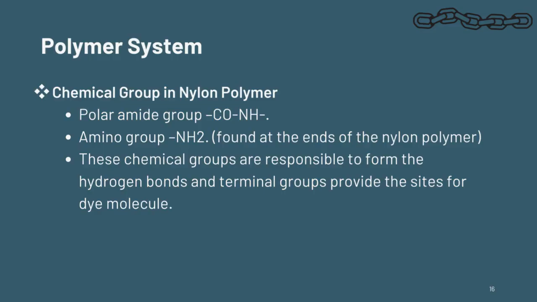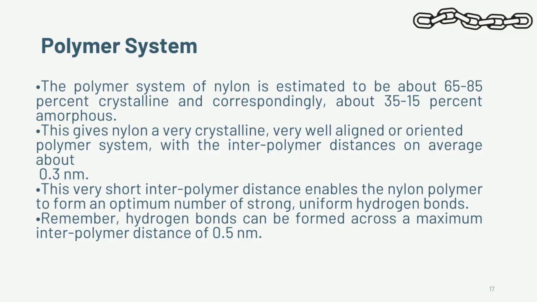Chemical groups in the nylon polymer: the polar amide group, CONH, and the amino group, NH2, found at the ends of the nylon polymer. These chemical groups are responsible for forming the hydrogen bonds, and the terminal groups provide the sites for dimolecule formation. Polymer system: the polymer system of nylon is estimated to be about 65 to 85% crystalline and about 35 to 15% amorphous.